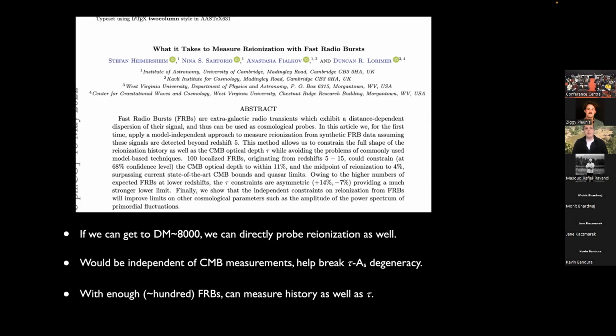So for instance, one of the big degeneracies in the CMB is that the optical depth to reionization is very degenerate with the power spectrum amplitude. And so this is how uncertainties on things like sigma 8 show up. So we might understand sigma 8 better if we could measure this reionization from FRBs. And so, it's another case where high DM FRBs might be very interesting.